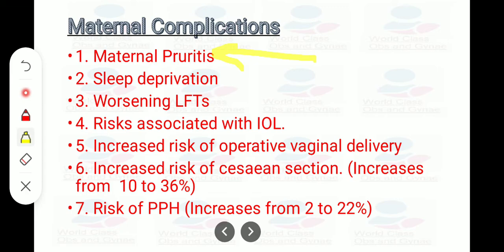Those complications include maternal pruritus, sleep deprivation, worsening LFTs, risk associated with IOL, increased risk of operative vaginal delivery, increased risk of cesarean section, which increases from 10 to 36%, risk of PPH, which increases from 2 to 22%. Okay, then the fetal complications.